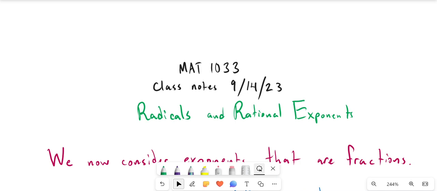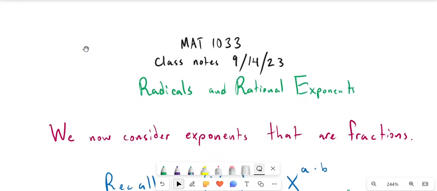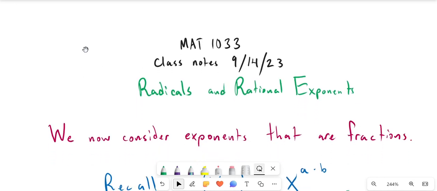Good afternoon, class. This is going to be a video for intermediate algebra where we discuss radicals and rational exponents. In other words, we're going to consider exponents now that are fractions. Up till this point, we've really just considered what is an exponent when it relates to a positive integer.